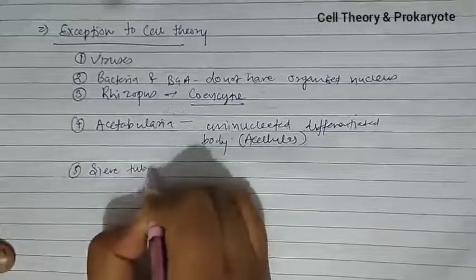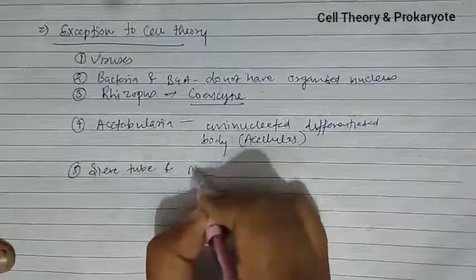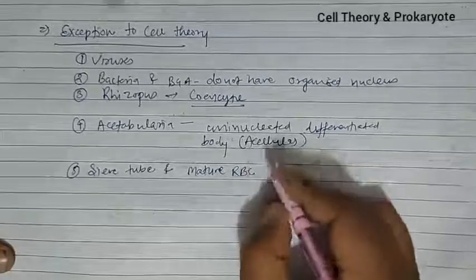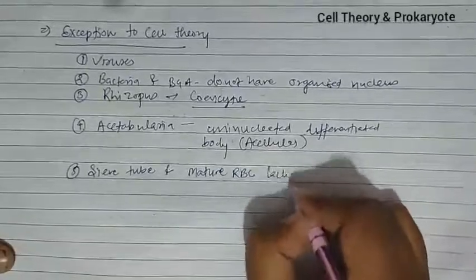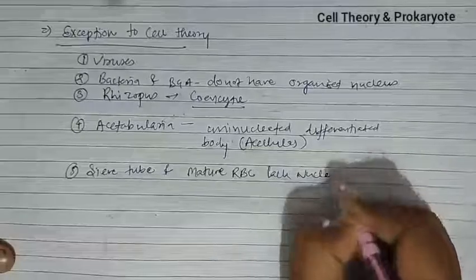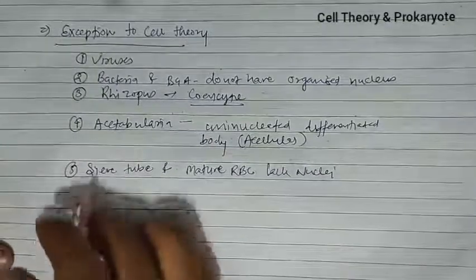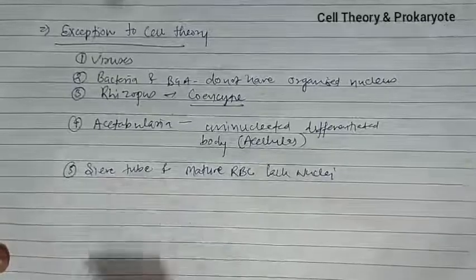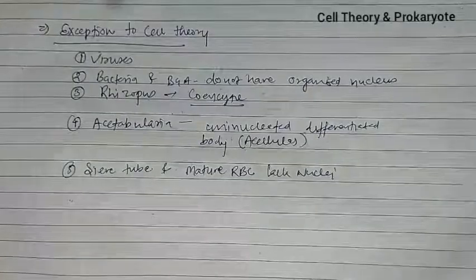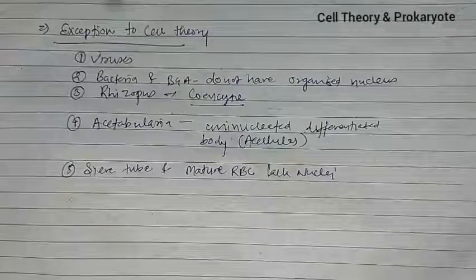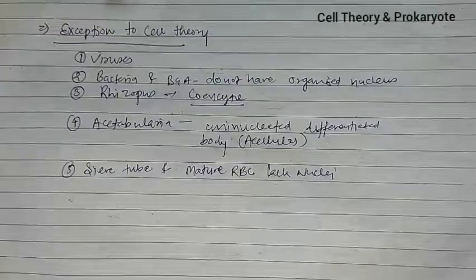Next, sieve tube and mature RBC lack nuclei. Okay, so these are some of the exceptions to which the cell theory cannot be applied. So we remember these exceptions as well, that they are not a part of cell theory.